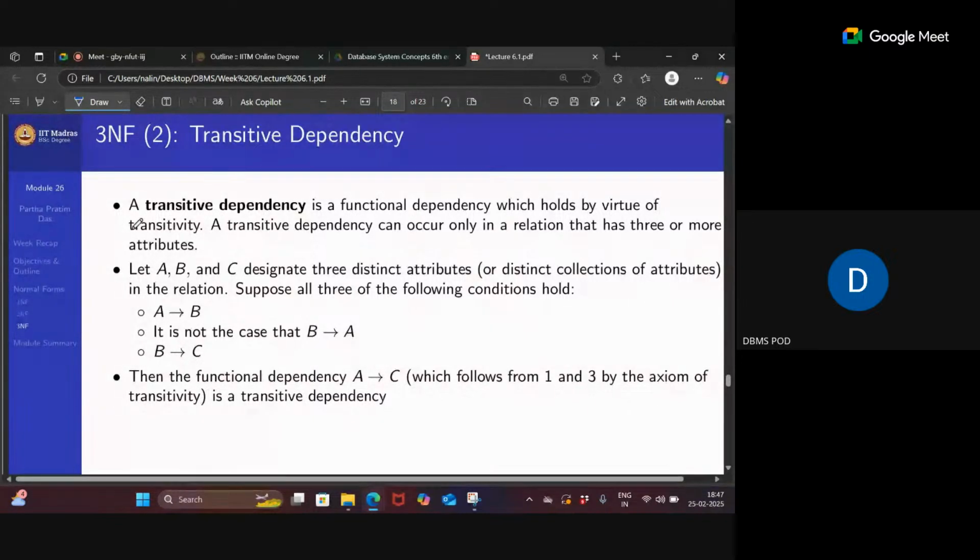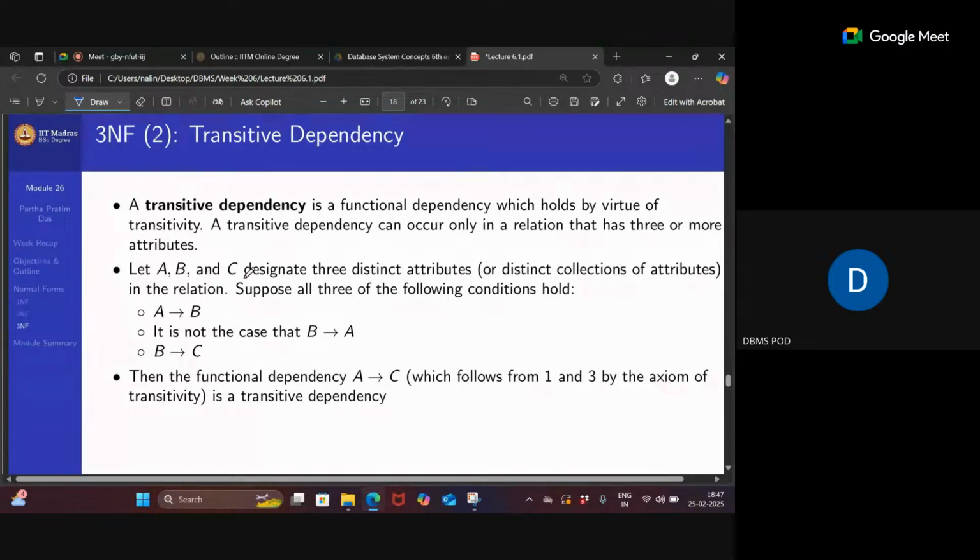Okay, I have already explained this. A transitive dependency is a functional dependency which holds by virtue of transitivity. A transitive dependency can occur only in a relation that has 3 or more attributes. If we have 3 or more attributes, then only is a transitive dependency possible. Let us see an example here.